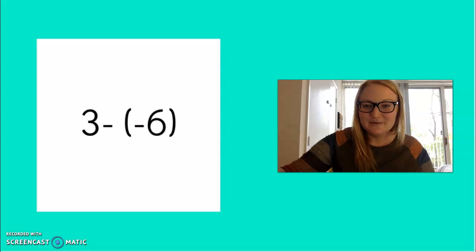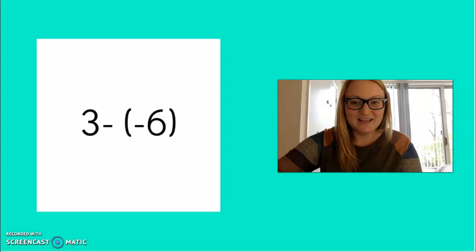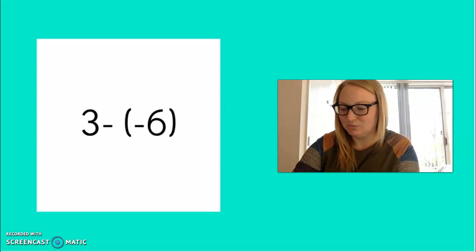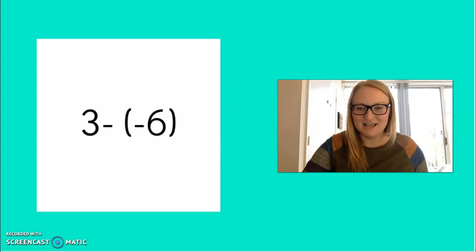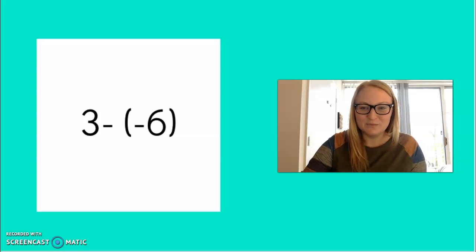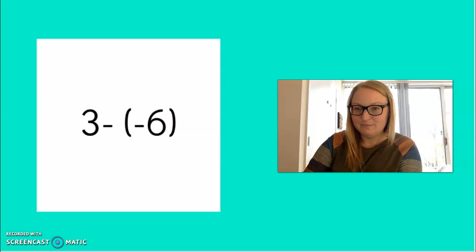Okay. Let's practice rewriting this problem as an addition problem. So go ahead and copy this problem down. We have 3 minus negative 6. So remember, we're starting with a 3. We can't change that. That's where we need to start. So begin with a 3.